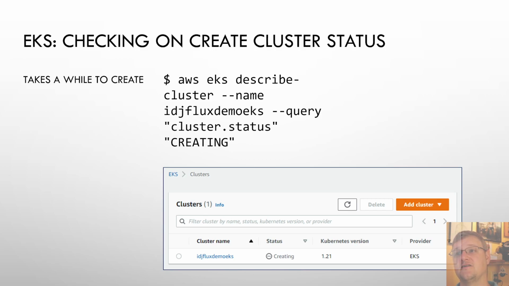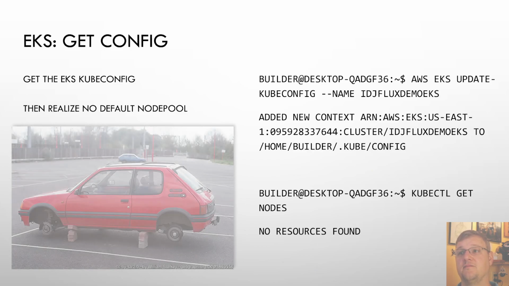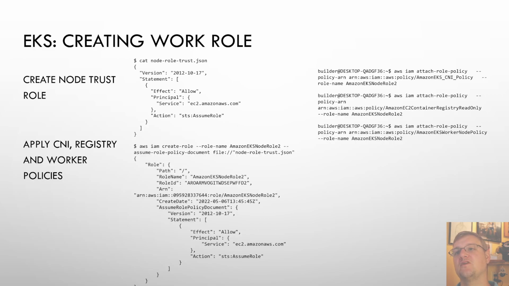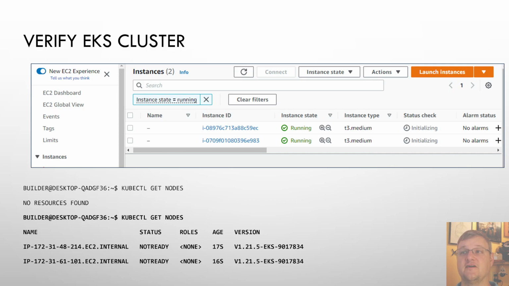Now that you have a cluster, you discover that it's there, but there's no node pool. So it's like a car without tires. So you go ahead and you create a new trust role. The trust role gets applied, and then you can create 3 new IAM policies for things like registry read and the node worker policy. Then you create the node pool, and you specify all these ARNs, and then you go ahead and verify the cluster.